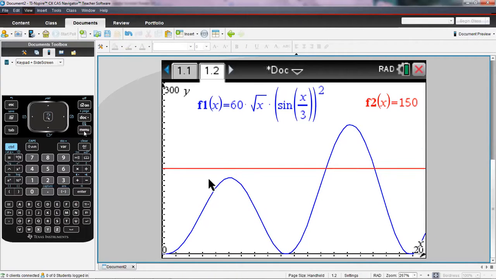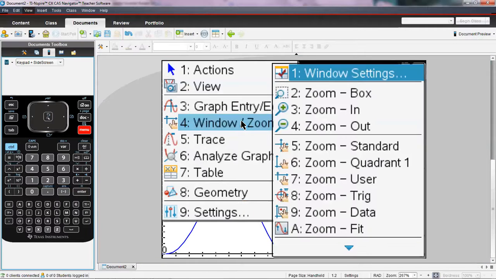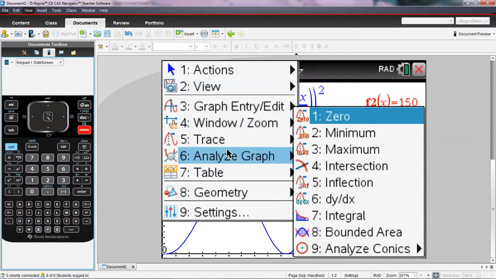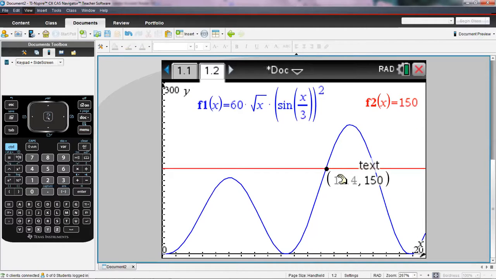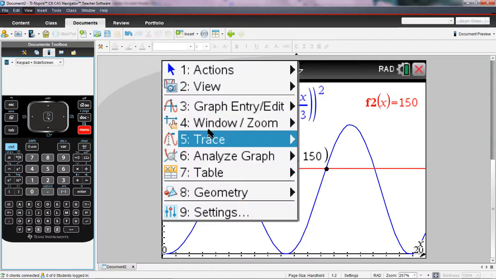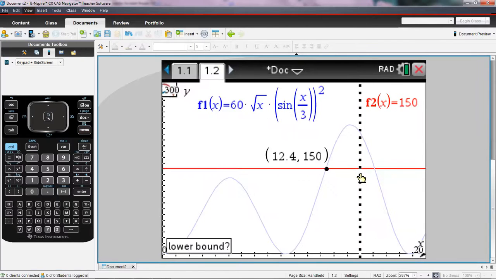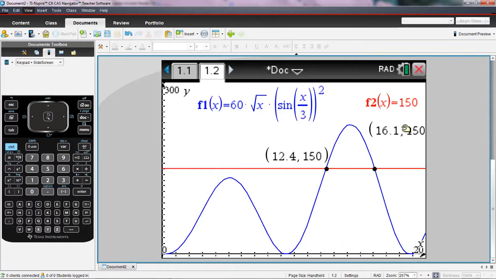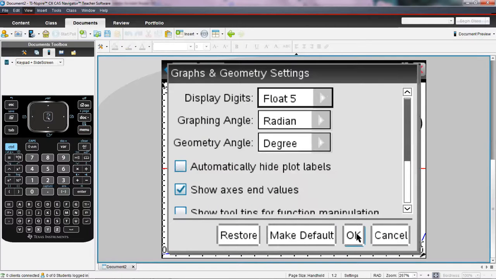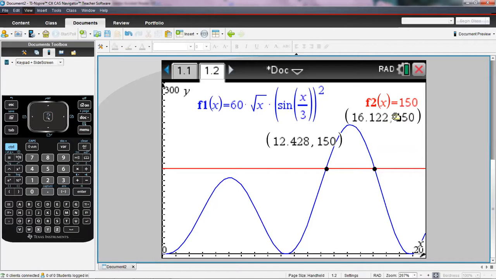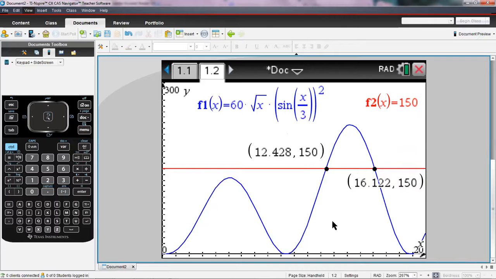So okay. I'm going to do menu, window zoom. No, analyze graph. I'm going to do intersection. So I want this intersection. I'm going to put it right here. And I'm going to do another intersection, right? This and this. So I'm going to put this one right here. Okay. So I'm going to put here the two intersections. And because these have a few decimals, I'm going to put menu, settings, float 5. And then I'm going to have enough decimals to work. Remember, the AP test requires at least 3 decimals, okay?